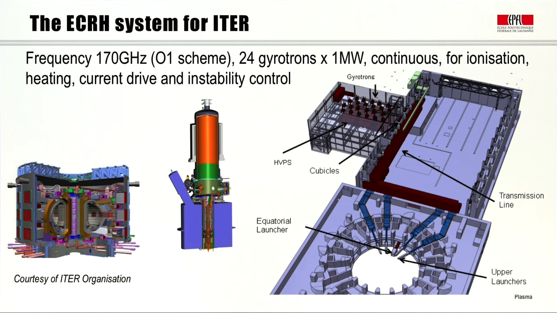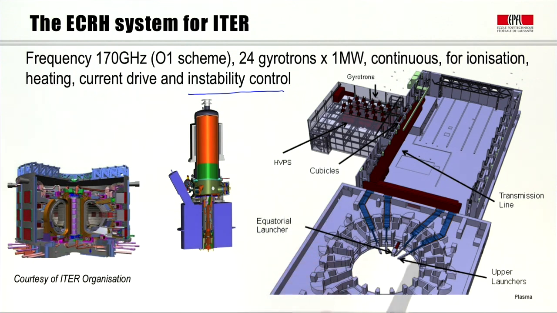They will be used for a number of things in addition to heating: for ionizing the plasma to begin with and initiate a discharge, to heat the core of the plasma, to drive current non-inductively, to control the plasma current profile and lengthen the ohmic pulse eventually. And as we have seen in the example of TCV, very importantly, to control the instability development. In fact, in ITER, this will be the primary goal of the ECRH system.